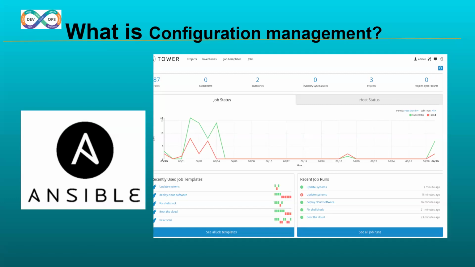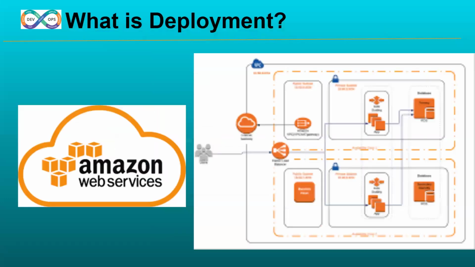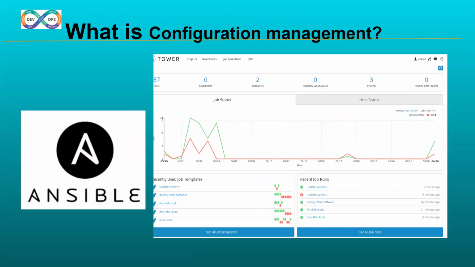But where exactly can we get these hundreds of servers from? AWS, Amazon Web Services. By using AWS, we can get hundreds of servers, and we can automate those hundreds of servers with the help of Ansible.